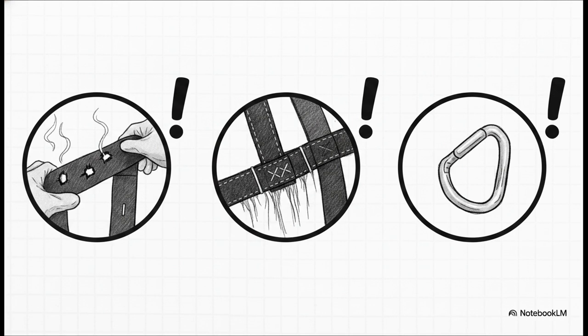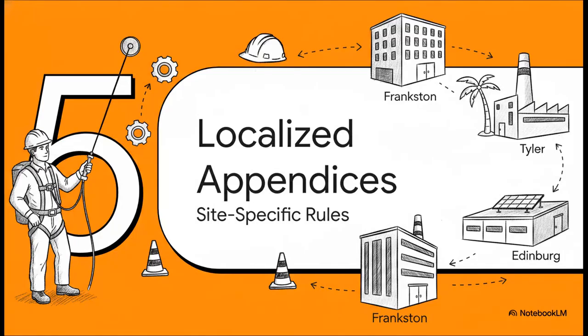You're actively hunting for 3 very specific things: burn holes from chemical or heat exposure, frayed stitching that compromises the structural integrity, and distorted metal grommets that look like they might warp under pressure. If you see any of those 3 things, you pull that gear from service immediately. No second thoughts.